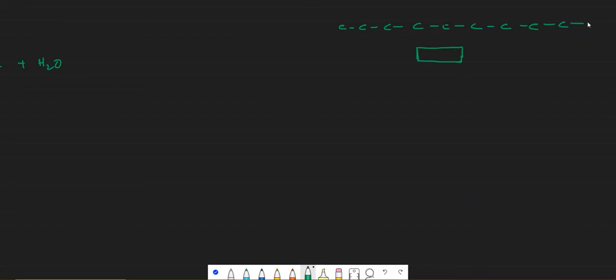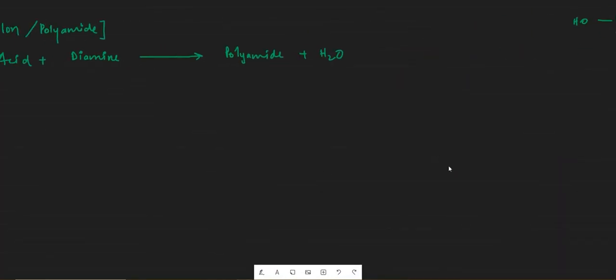Let's say if all these carbon atoms have two OH groups, we can represent it with a box when we know that nothing is going to happen in these carbon chains, in these carbon atoms. Nothing is going to happen during a reaction in these carbon atoms. So we can represent them with a box. Okay, and we can write it like this.